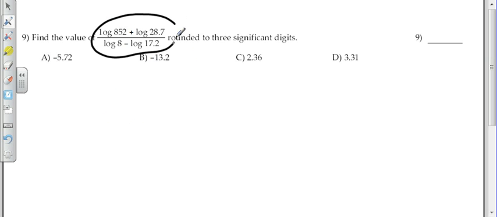All right. Oh, you will now. There we go. Now we've got to find the 3 significant digits. Okay, that's fine. We can do that. Log 852 plus log 28.7. Can we use natural log and do this? Yes. No. Yeah, if you did, you would get it wrong.